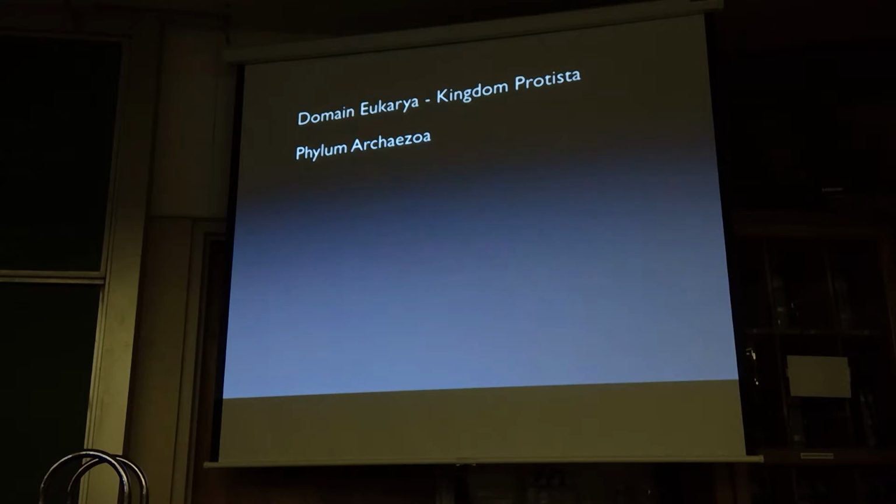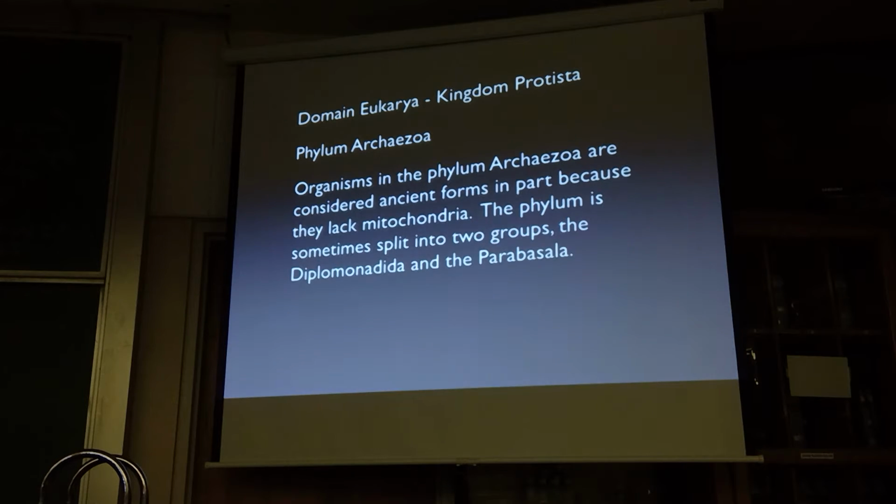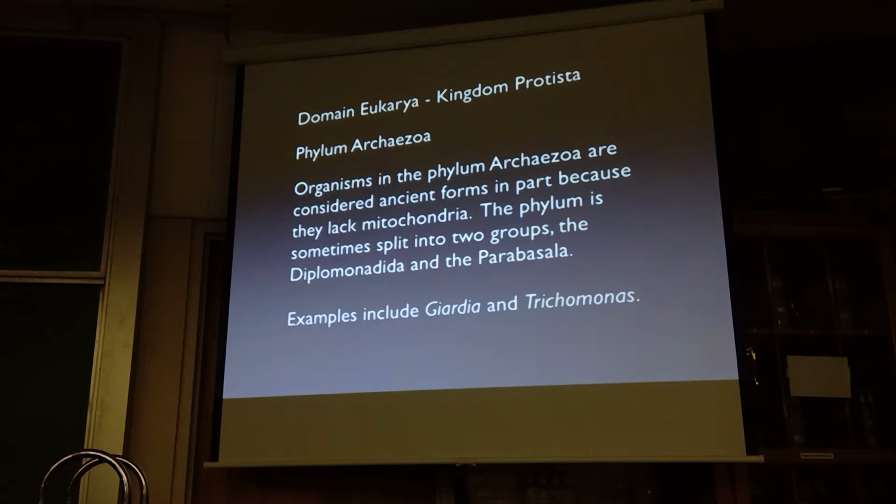And that name was applied because these organisms were thought to be ancient forms. And the reason they were thought to be ancient is because they don't have mitochondria. So they thought these must have been an organism type that evolved before prokaryotic cells got into the eukaryotic cells and became mitochondria. New research apparently shows that they had mitochondria and they lost them. But anyway, that's how they got to be called the Archaeozoa. Some other references call them Diplomonadida and Parabasalia. We're not going to. And our examples are Giardia and Trichomonas.